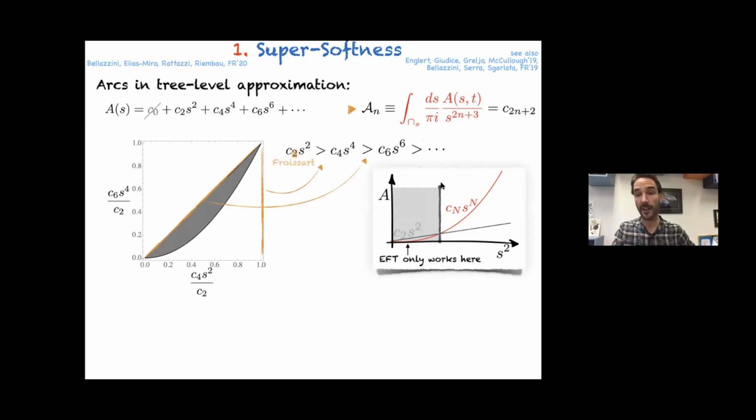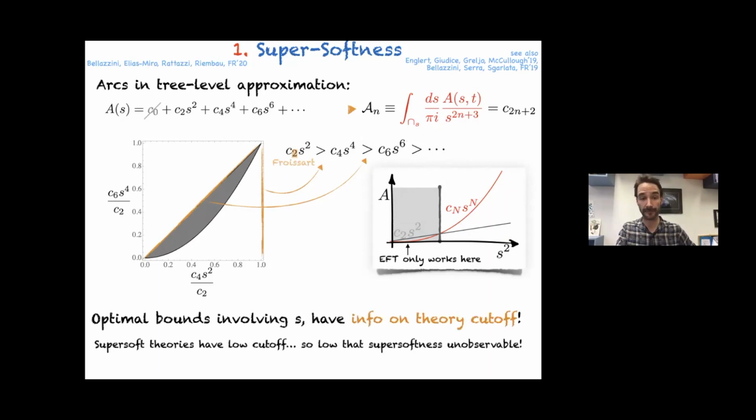So we can interpret this basically as information about the cutoff. The cutoff of the theory must appear before these terms start to dominate. So these optimal bounds involving s actually carry information on the cutoff of the theory. And for super soft theories, they are telling us that super soft theories have a very low cutoff, so low that supersoftness is actually unobservable. If you do an experiment and plot the amplitude, you will never see it grow like C_n s^n, because it's always dominated by the s squared piece. And when the other terms would like to dominate, bam, these constraints tell you that you're hitting the cutoff.